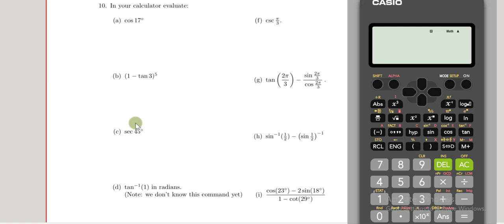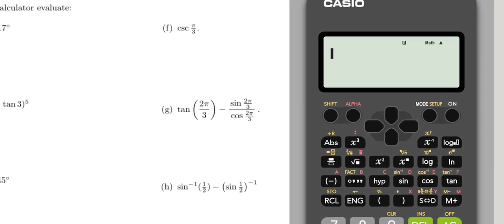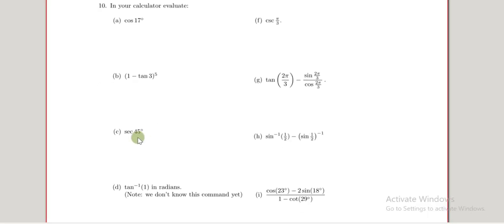How are we going to evaluate the secant of 45 degrees? Well, we just look at our calculator here and we find the secant button. Uh-oh, we're in trouble. So we need to, even though this is an expression that we work with all the time, our calculator and most calculators do not have secant function buttons. They require you to know your reciprocal identities.